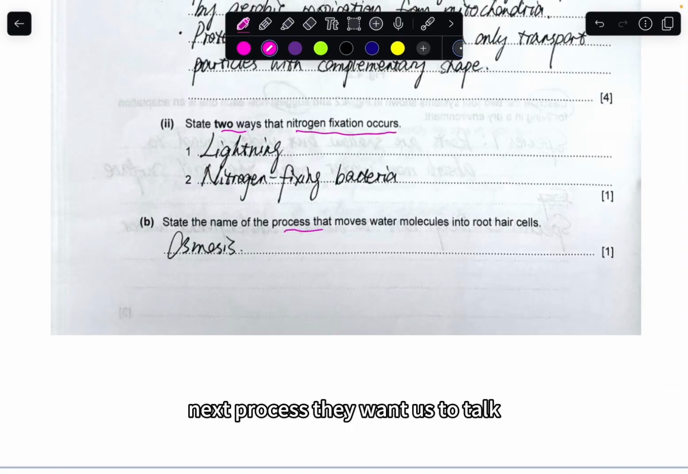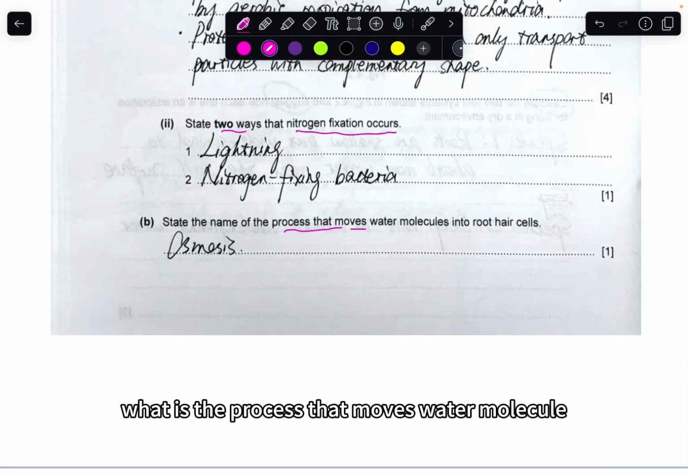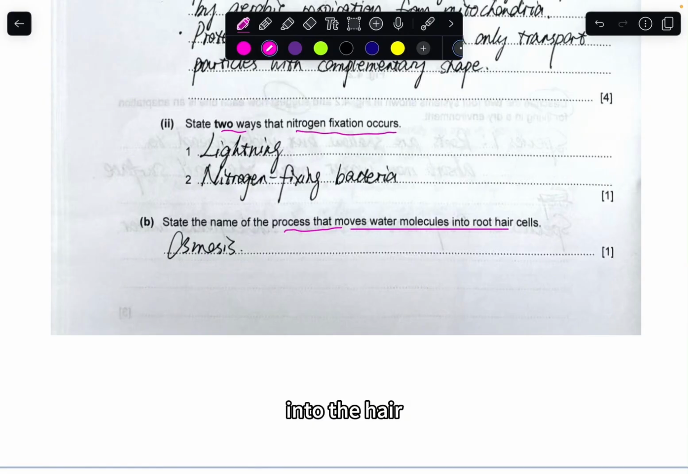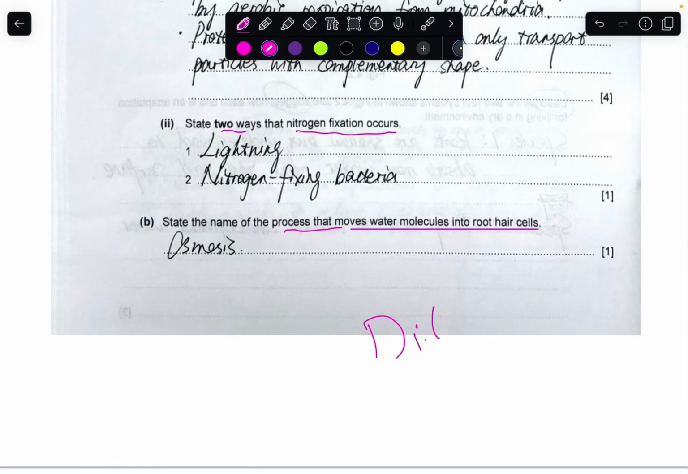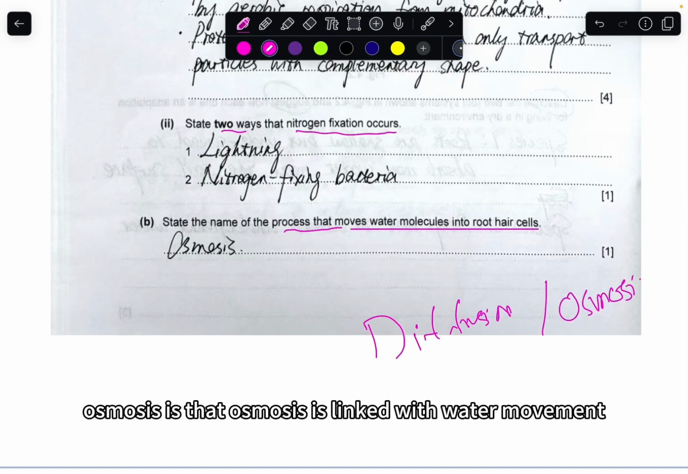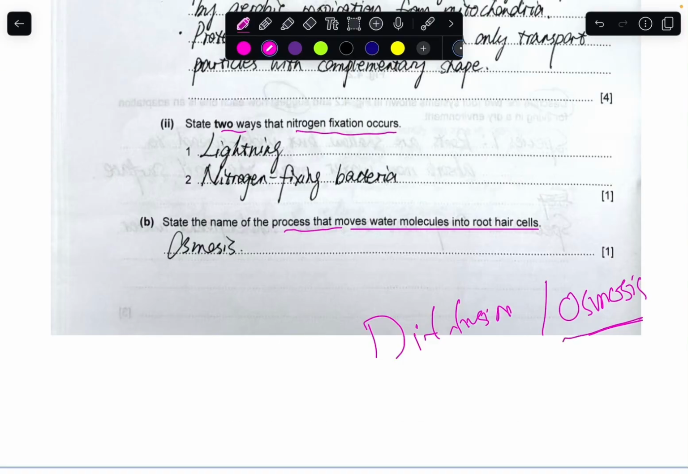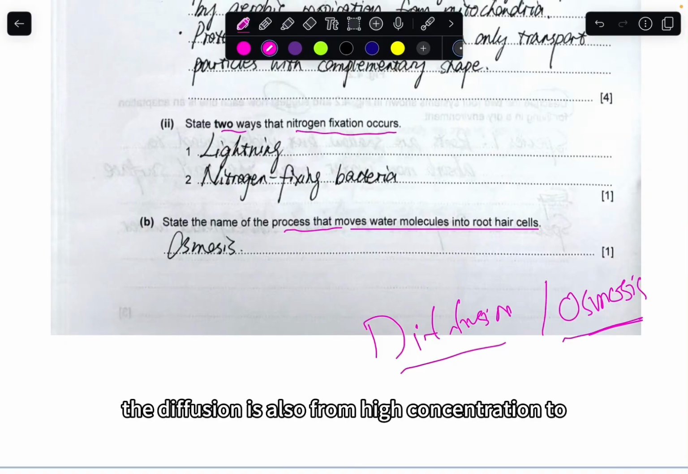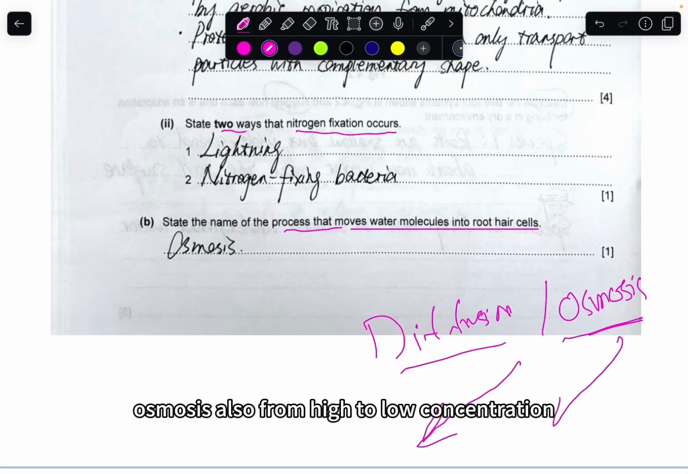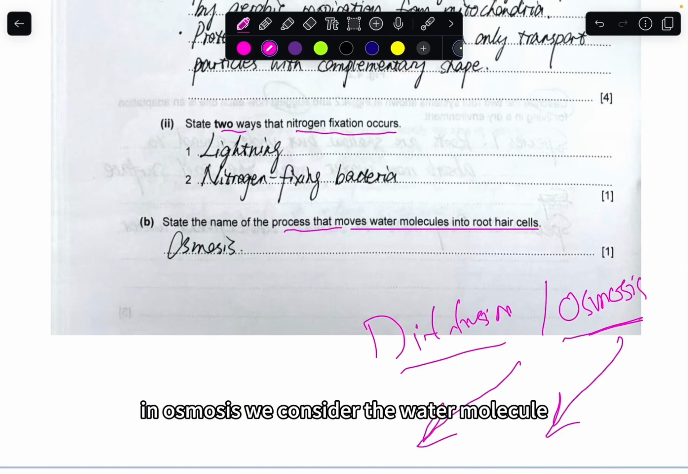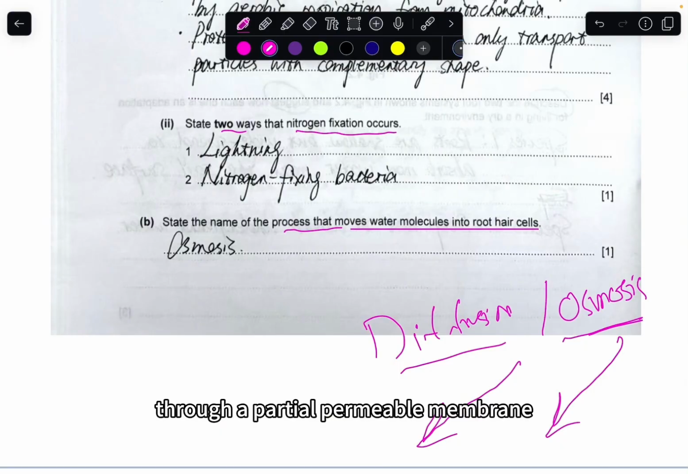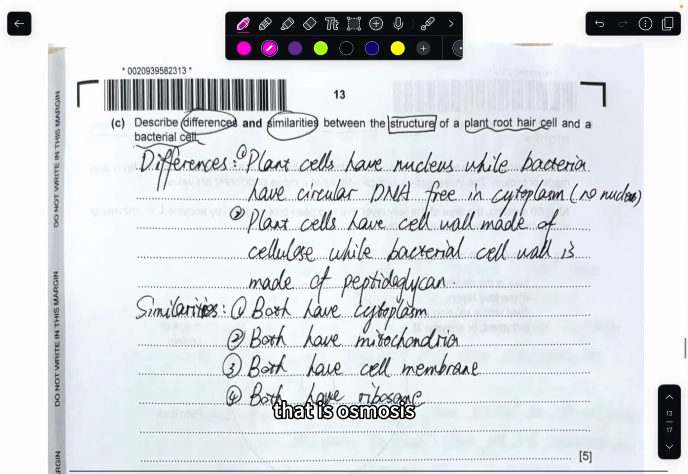Next, they want us to talk about what is the process that moves water molecules into the root hair cell. Remember, the only difference between diffusion and osmosis is that osmosis is linked with water movement. Diffusion is from high concentration to low concentration. Osmosis is also from high to low concentration. But in osmosis, we consider the water molecule moving through a partially permeable membrane. That is osmosis.